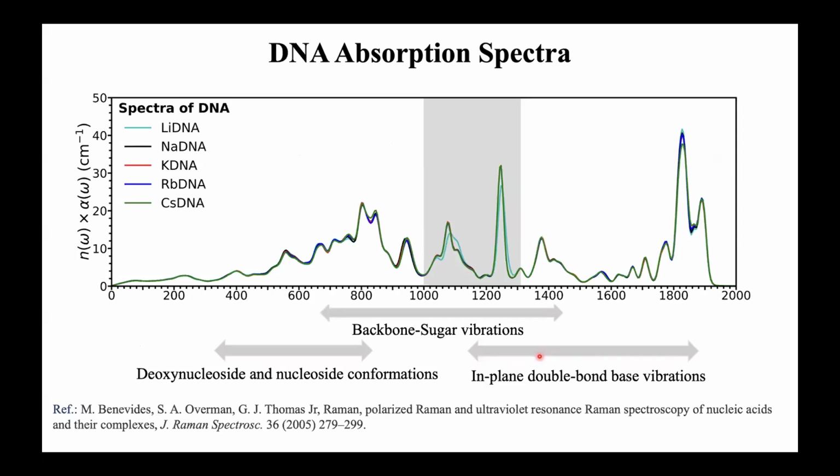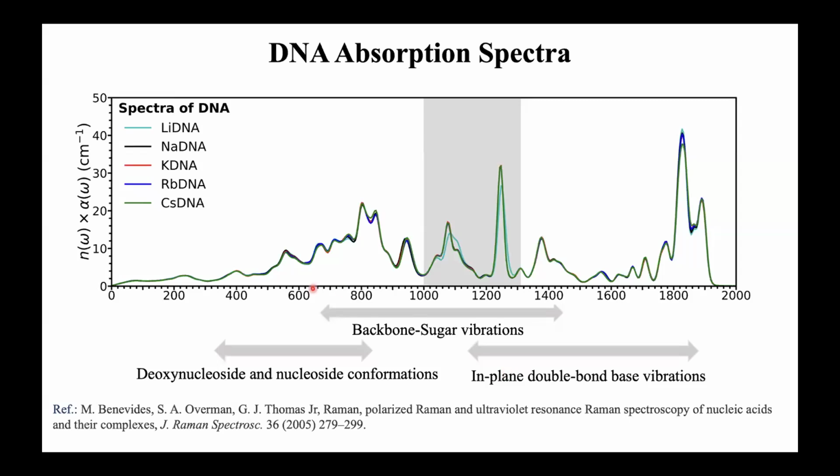So here on the slide, you can see the results that we computed for the DNA in the systems that contain different counterions. And under the graph, you can see arrows that indicate the regions where the characteristic vibrations of DNA atomic groups are observed, in agreement with the experimental data.